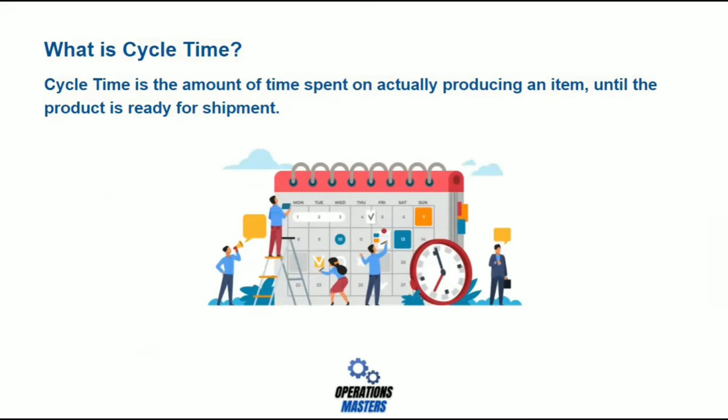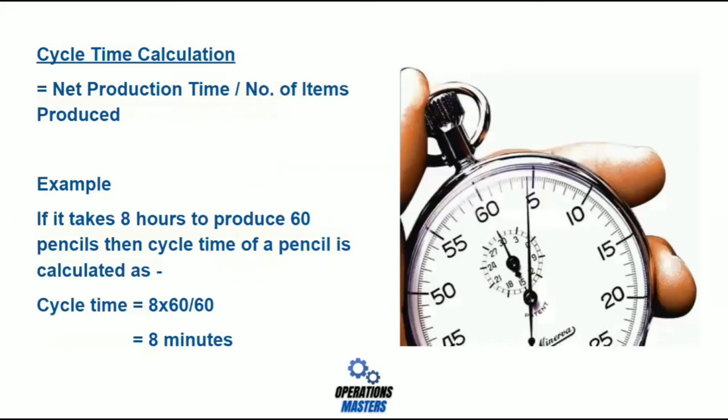So, what is cycle time? Cycle time is the amount of time spent on actually producing an item until the product is ready for shipment. So, cycle time can be calculated as net production time divided by the number of items produced.